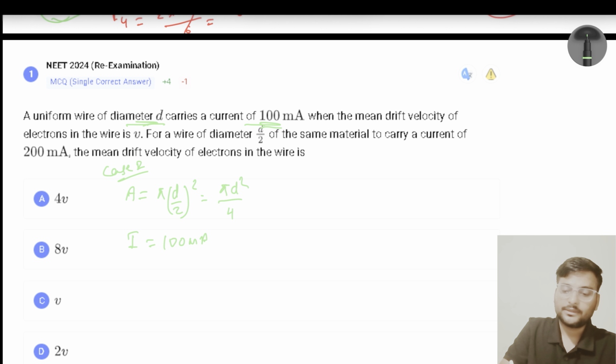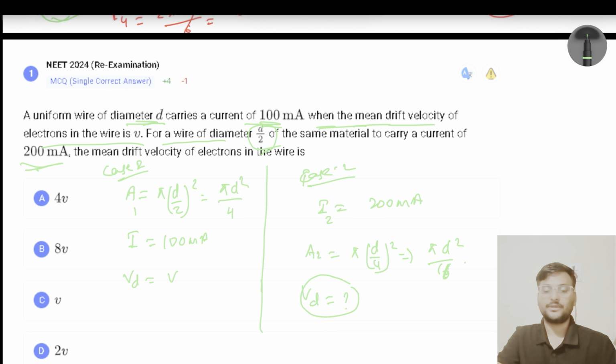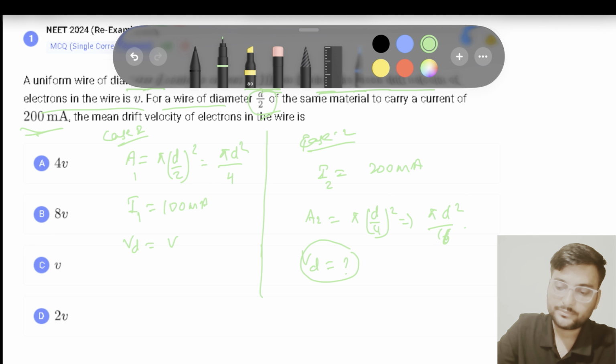This is part 2. In case 2, the current given is I2 equal to 200 milliampere. The area A2, the diameter here is D/2, so pi into (D/4) whole square, so pi into D square by 16. And we have to find VD here, what is VD. This is I1, and I2 is given to you, so we simply apply the formula here.